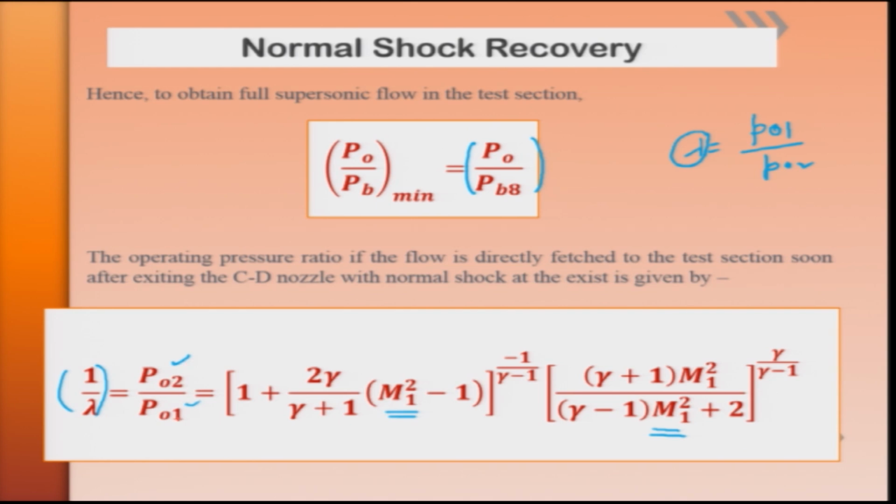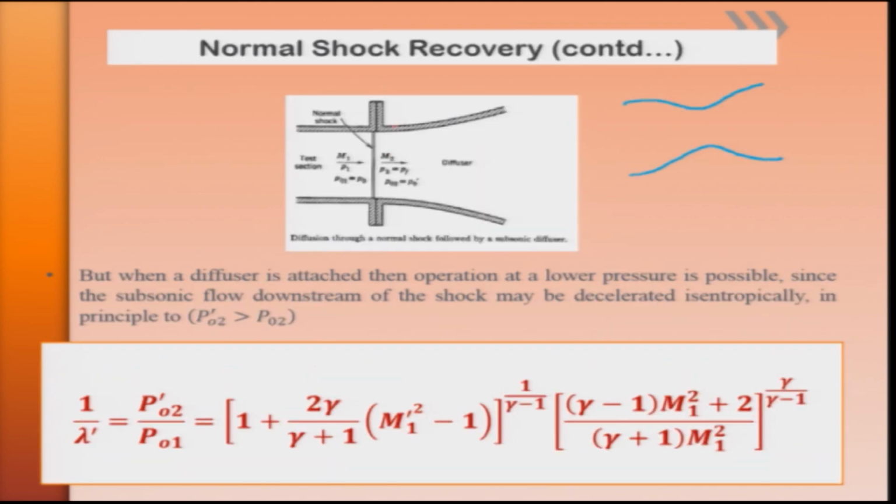Now we have derived the expression that is 1 by lambda is equal to PO2 by PO1, where lambda is the operating pressure ratio for this convergent divergent nozzle when the shock wave is just standing at the exit. Now what happens when we attach a diffuser, a normal diffuser, at the exit of the convergent divergent nozzle, where the normal shock is just standing at the exit.